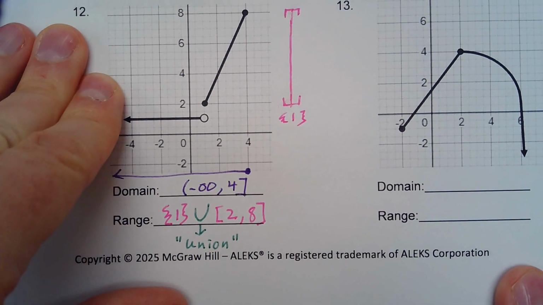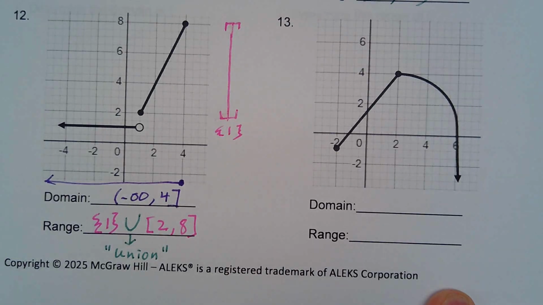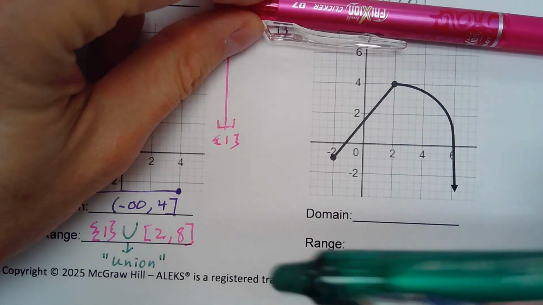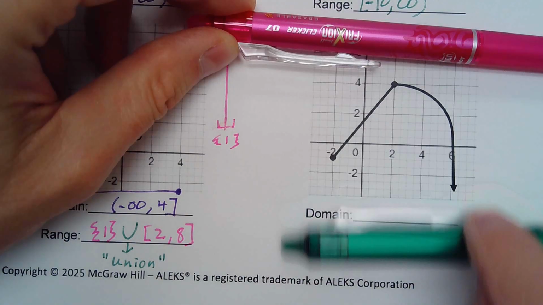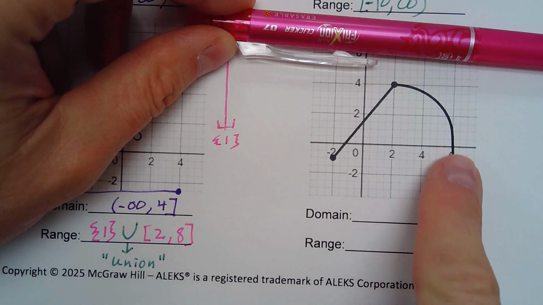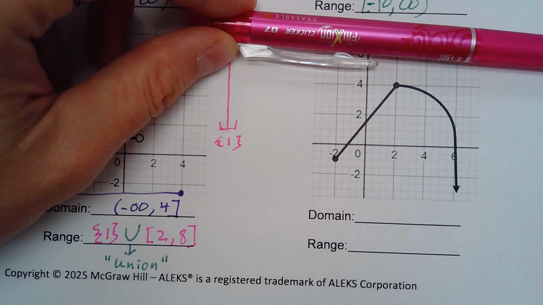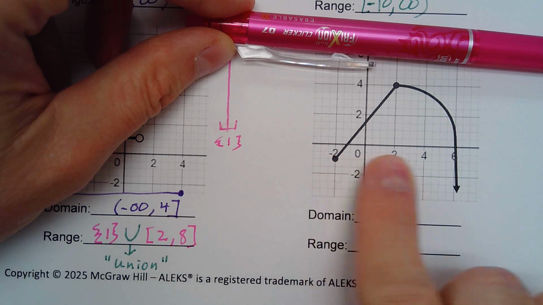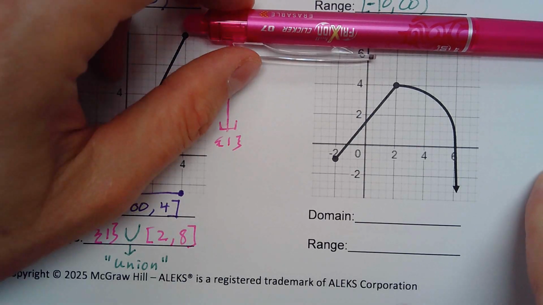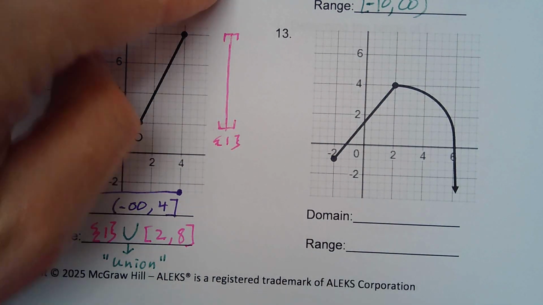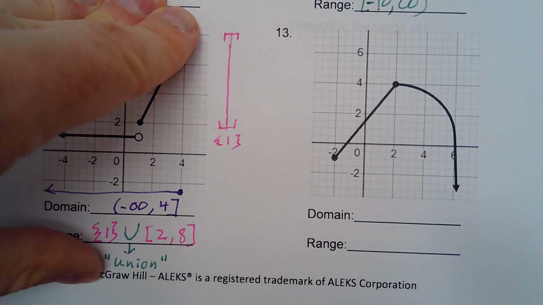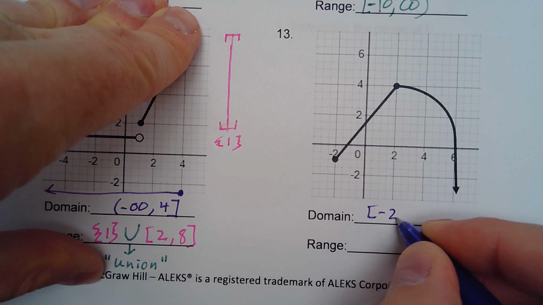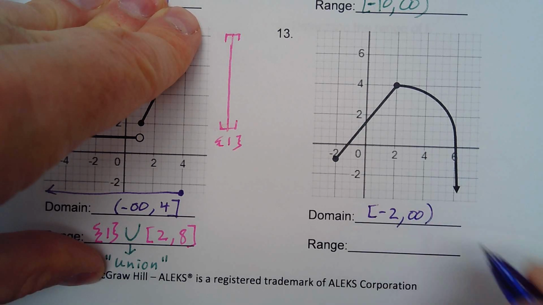All right, let's try this next one. So again, if I'm flattening this out to get my domain, my x values are starting at -2. This arrow means it goes on forever. Well, it's going to continue out this way too. So it's going to go from -2 to positive infinity. It's a filled in dot, so I'm going to put -2 to positive infinity.